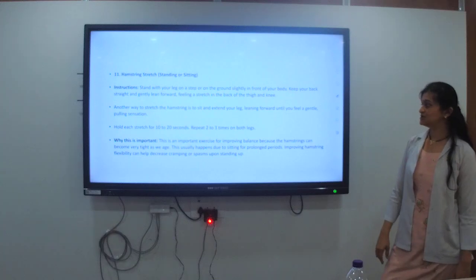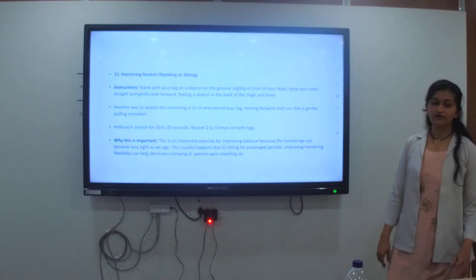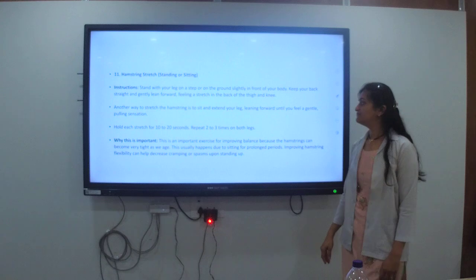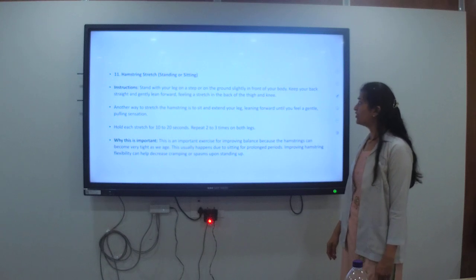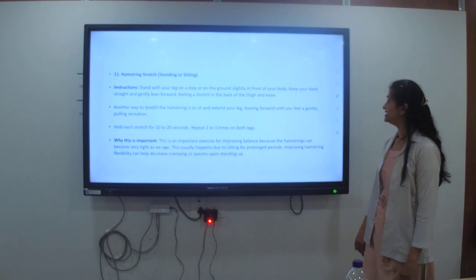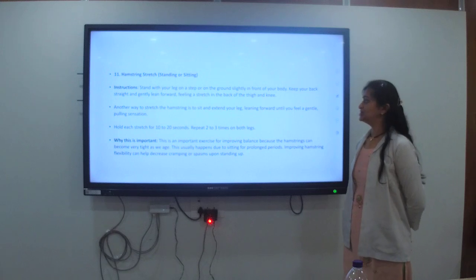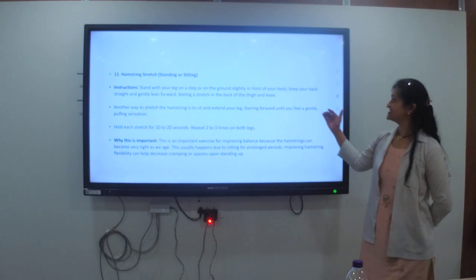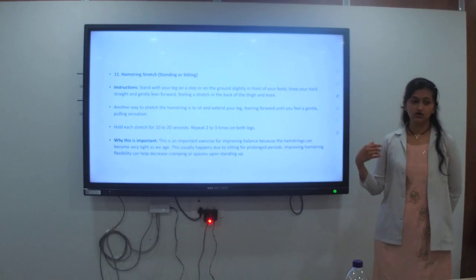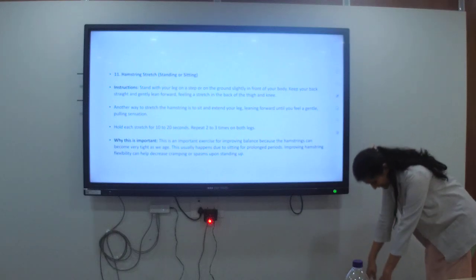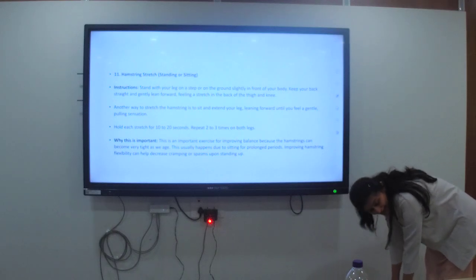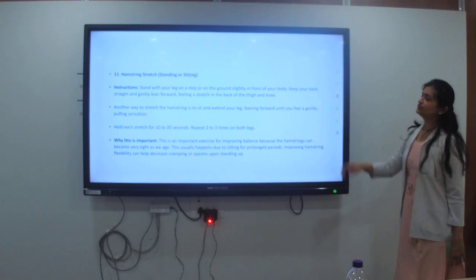Eleventh is your hamstring stretch. You can do it standing or sitting. Stand with your leg on a step or the ground slightly in front of your body. Keep your back straight and gently lean forward, feeling the stretch in the back of the thigh and knee. In standing you just bend like this, and this will stretch your hamstring muscles.